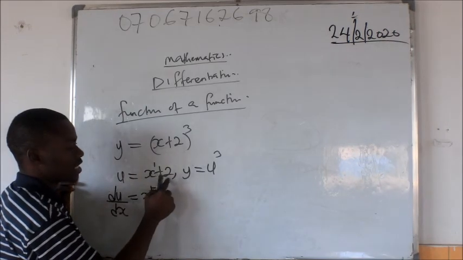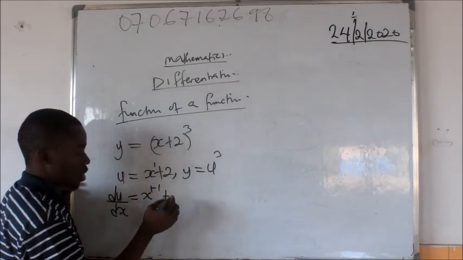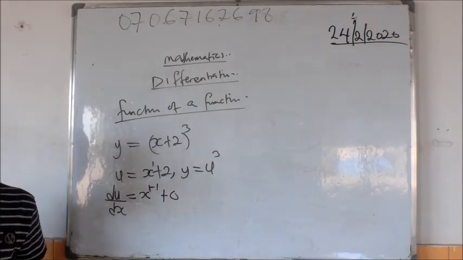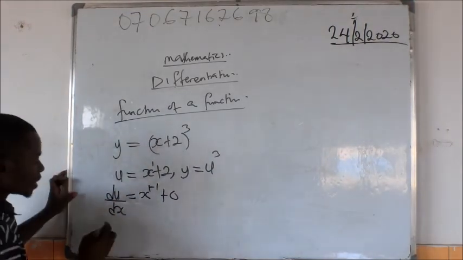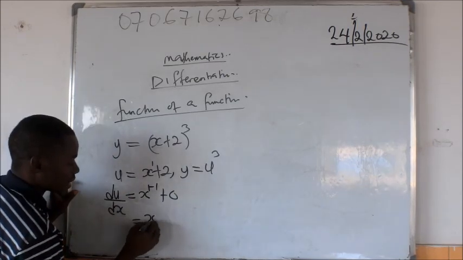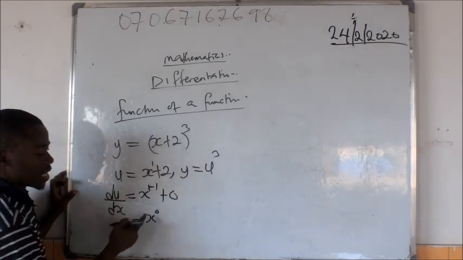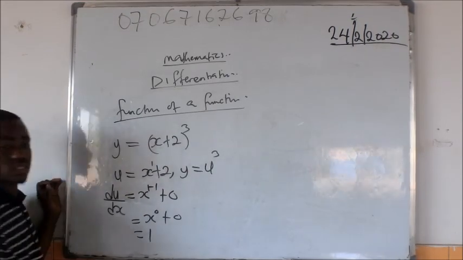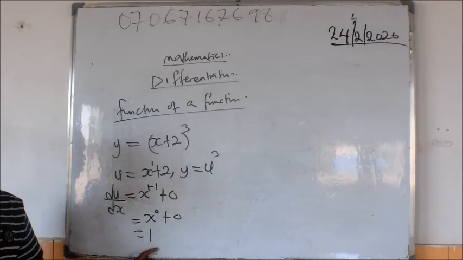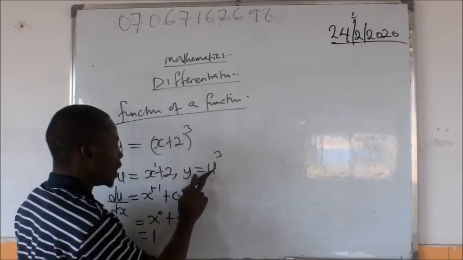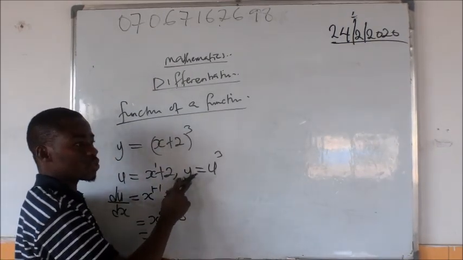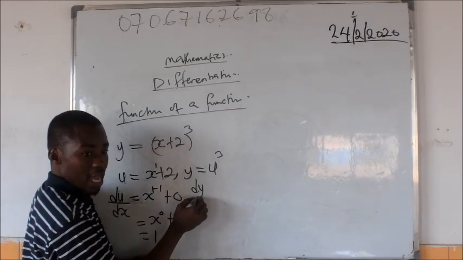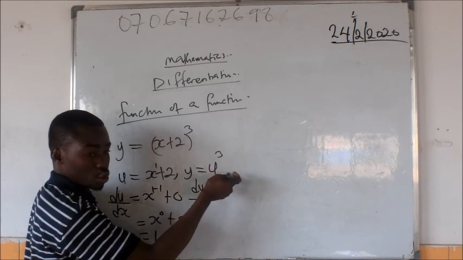Plus, differentiation of 2 is 0. I told you whenever you are differentiating any constant number, it is usually 0. So at the end of the day, you have x raised to power 1 minus 1, which is x raised to power 0, plus 0. x raised to power 0 is 1. That means du dx is 1. Now, what will differentiation of y with respect to u become? That means dy over du.